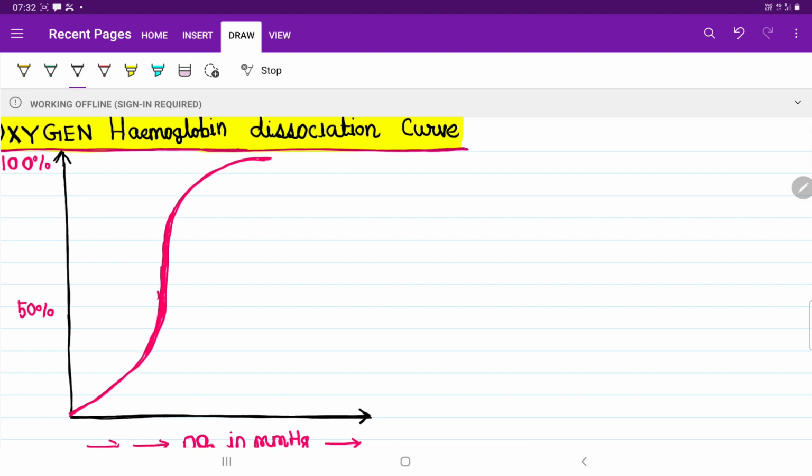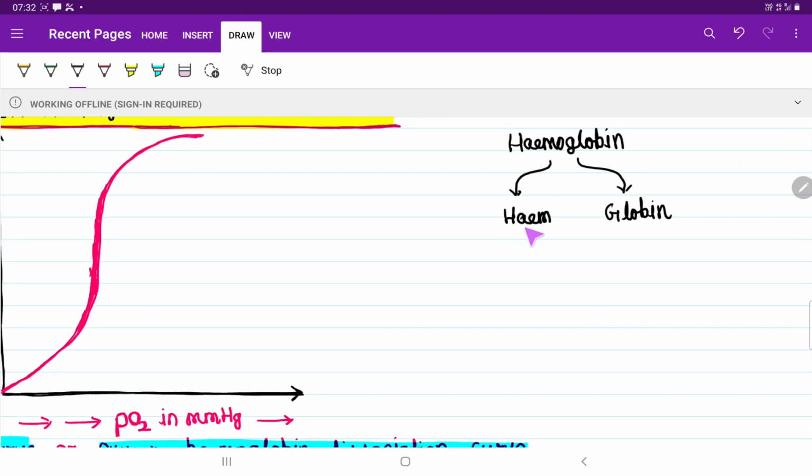We all know that hemoglobin is present in the red blood cell, it is a red color pigment. Hemoglobin has two parts: first part heme, second part globin. The heme part is a complex ring, the porphyrin ring, and this porphyrin ring has an Fe2 plus ion. This Fe2 plus ion actually interacts with the oxygen molecule.